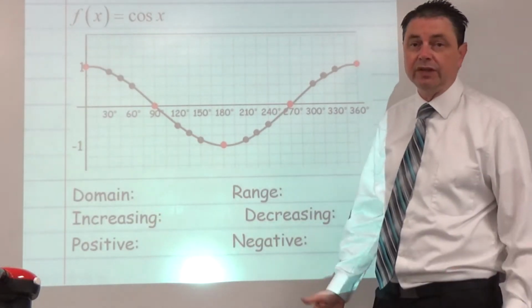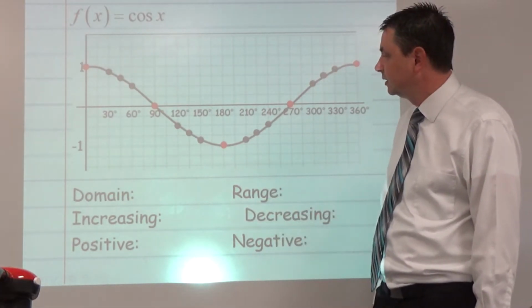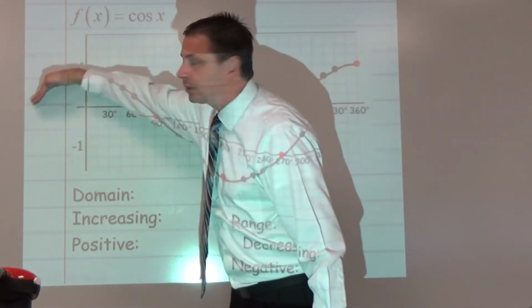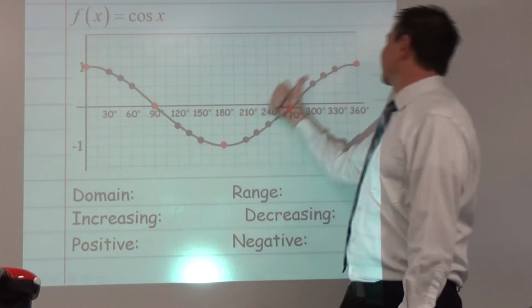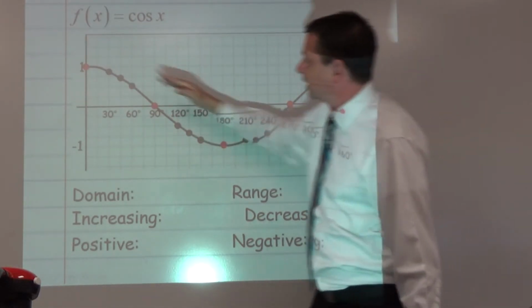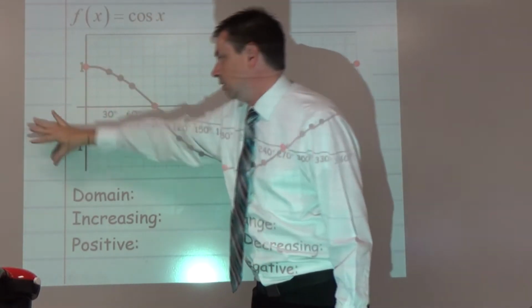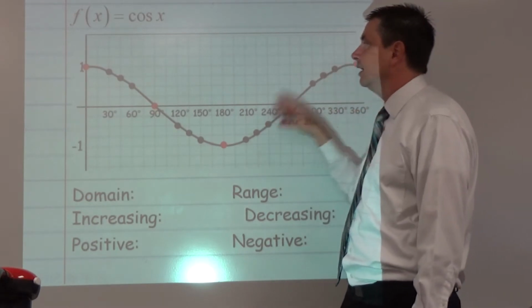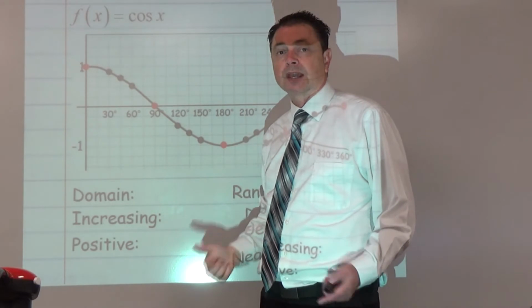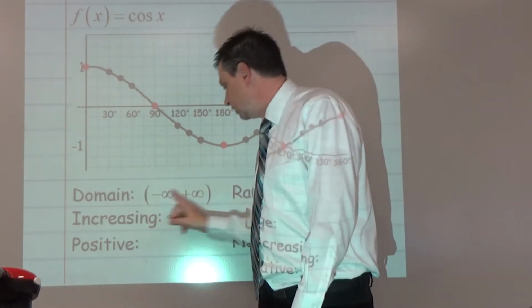So let's look at some of the key features of the graph: the domain, the range, increasing, decreasing, positive, negative. Domain, again, a reminder, it's going to keep going. It's going to bend this way and come back down. This is the highest point, so it doesn't keep going up. But it does keep going to the left and to the right. We can plug in any x value and take the cosine of any angle, so it's all real numbers, from negative infinity to positive infinity.